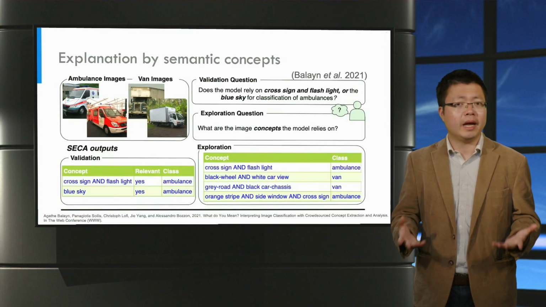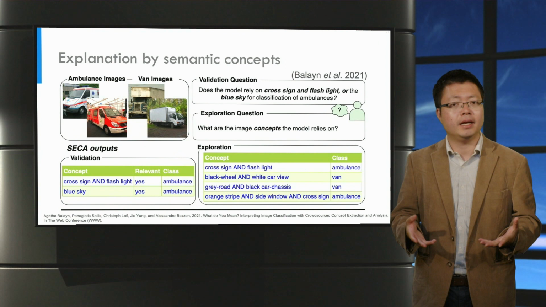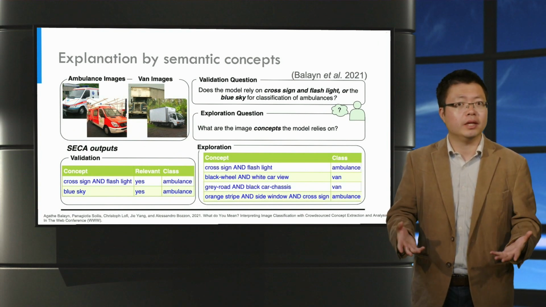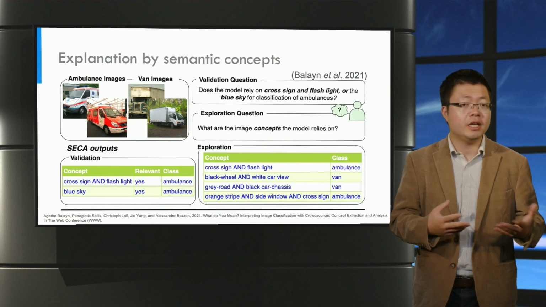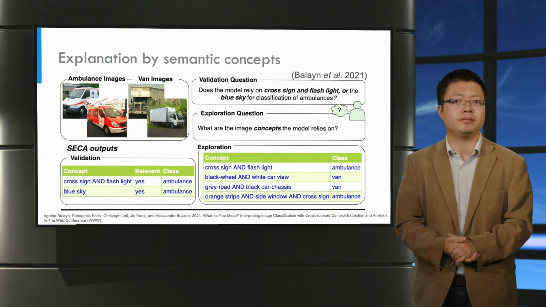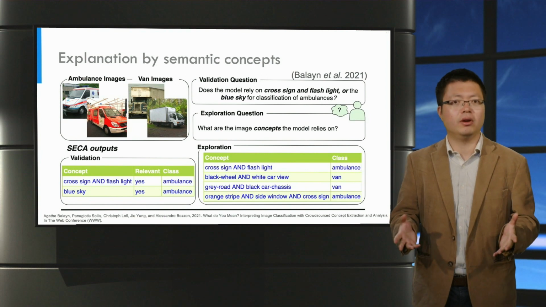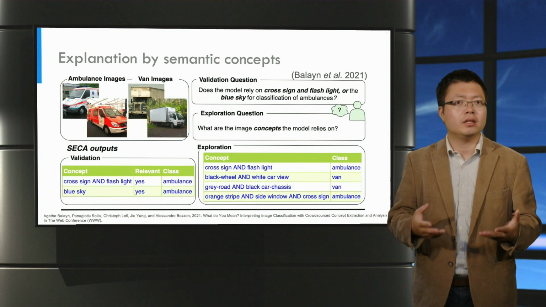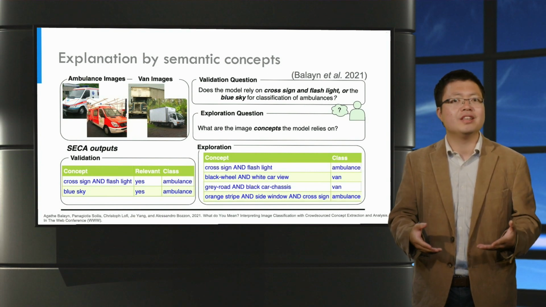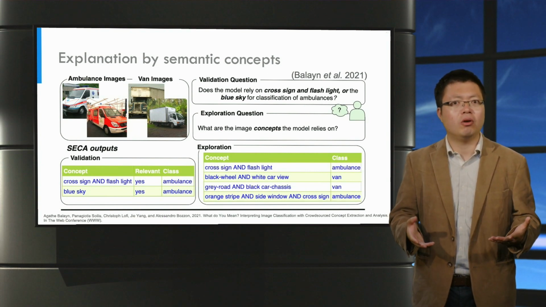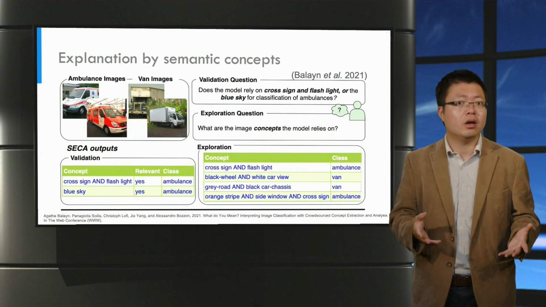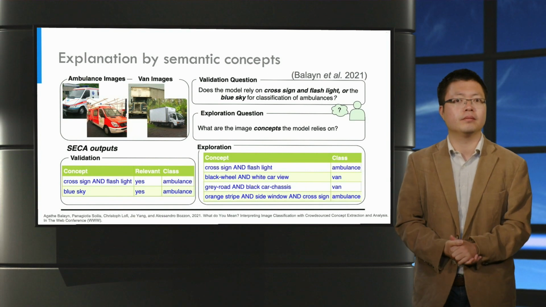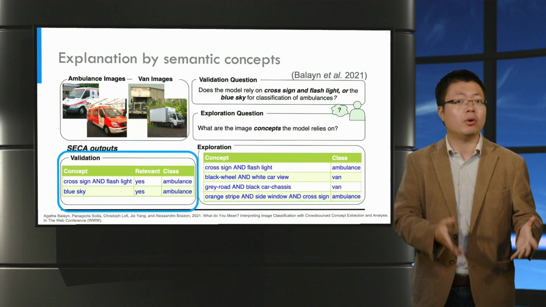To explain model behavior with entities and combinations, we developed a tool to support two different types of user needs: model behavior exploration and validation. In particular, our interpretations allow us to answer multi-concept queries, such as: does the model rely on the cross sign and flashlight or the blue sky for the classification of ambulances? And here are some example outputs.